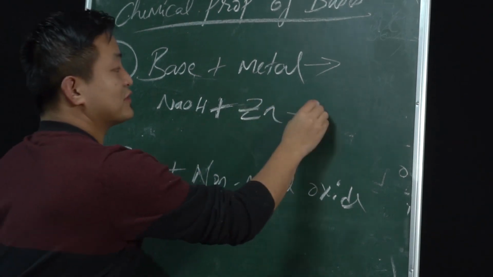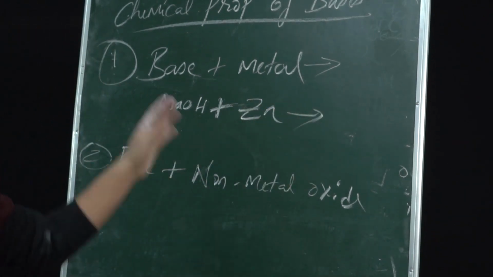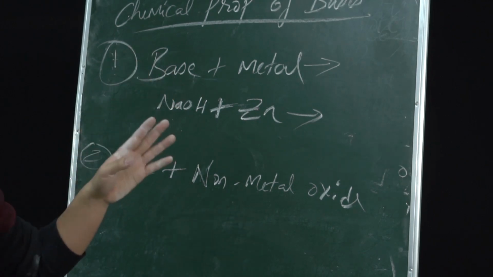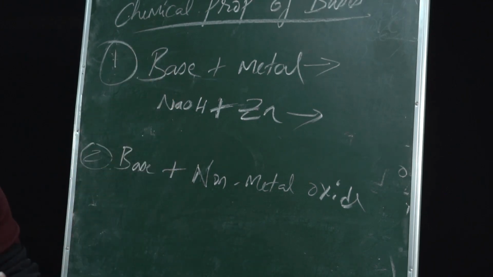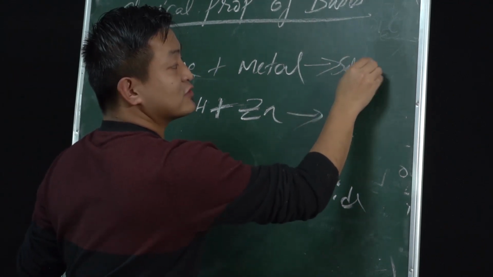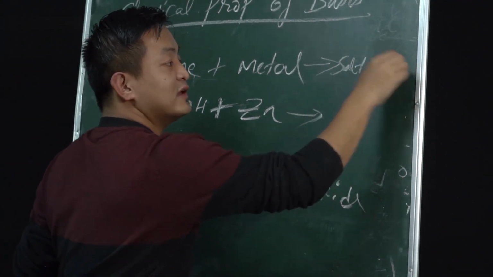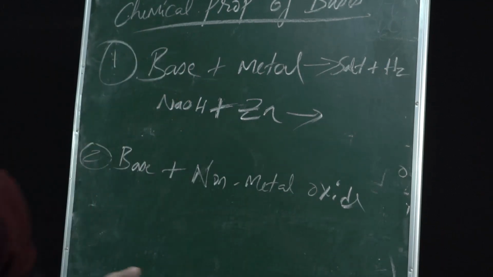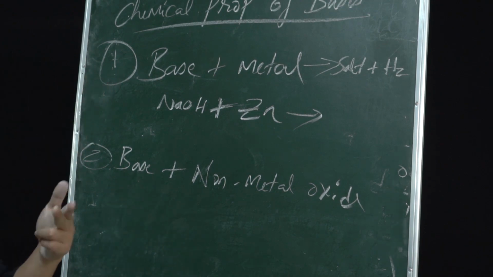So what results will we get? Here, the same thing applies. We'll get salt and also hydrogen. Hydrogen gas will be liberated. So in the exam, they might ask, what is the common thing between the acid and base? One common thing is, when acid or base reacts with metal, we get salt.